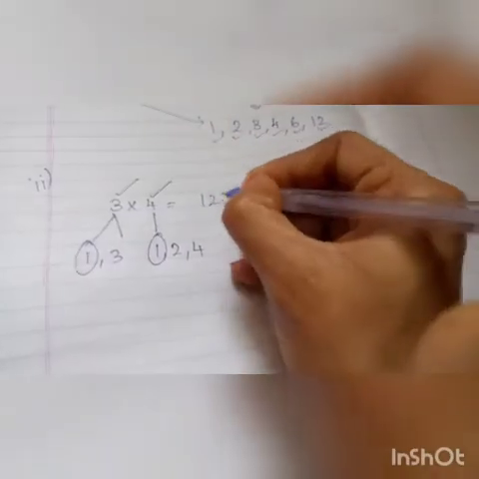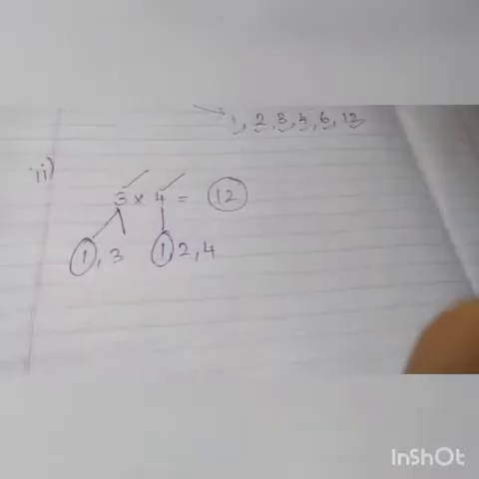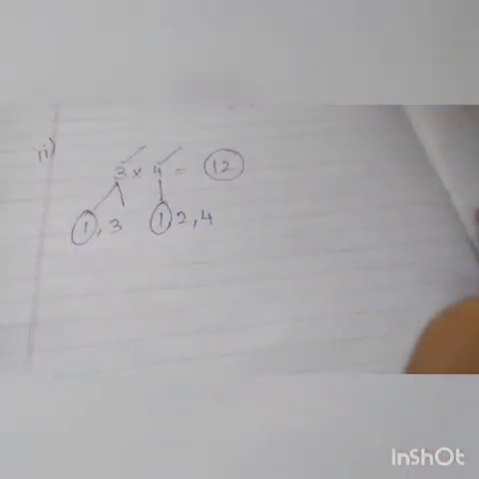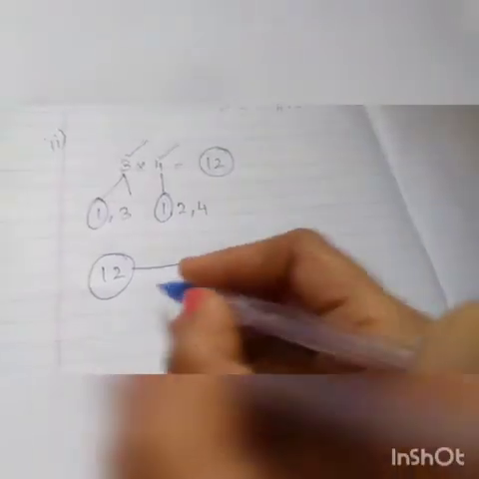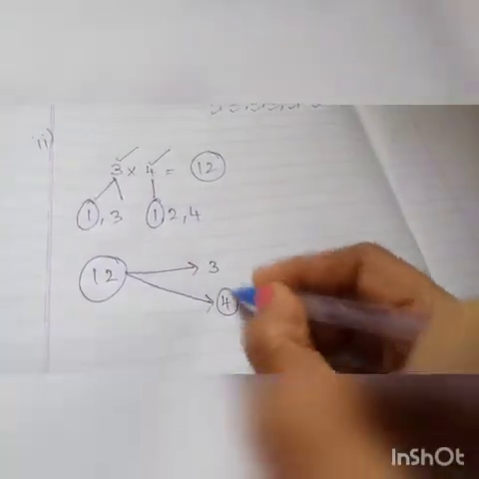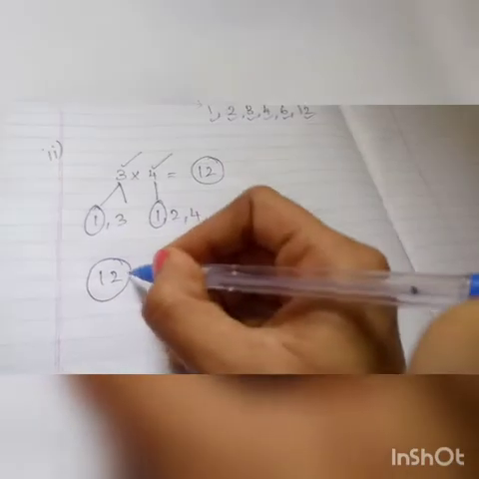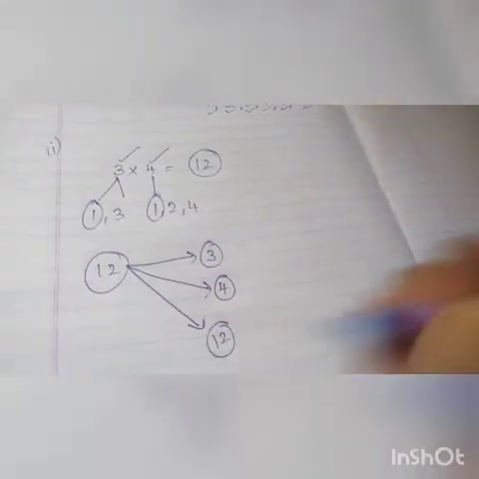4 3s are 12. Now we understood 4 3s are 12 is their product. Now let us take the number 12. Actually it is divisible by 3, right? Then it is divisible by 4, right? And it is also divisible by 12.